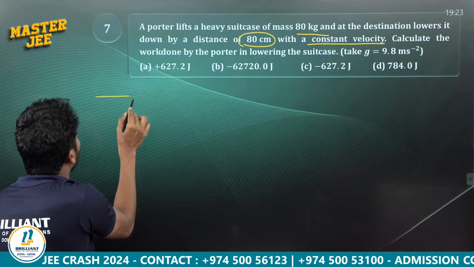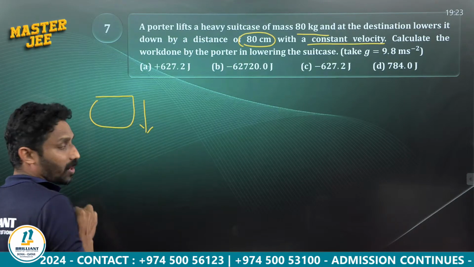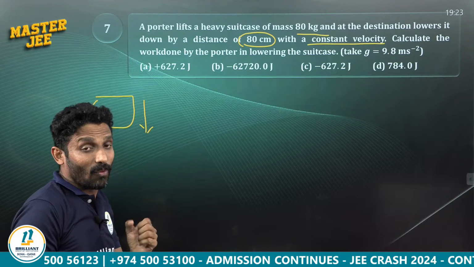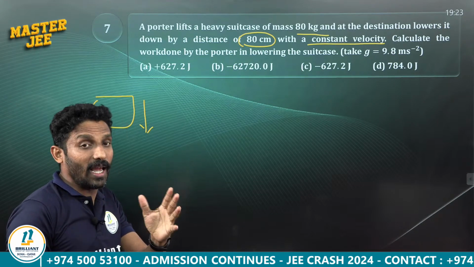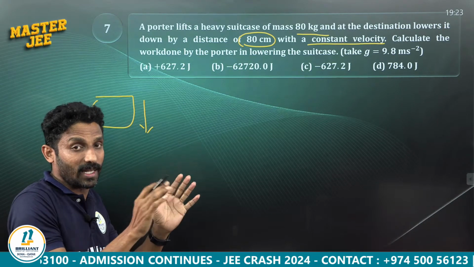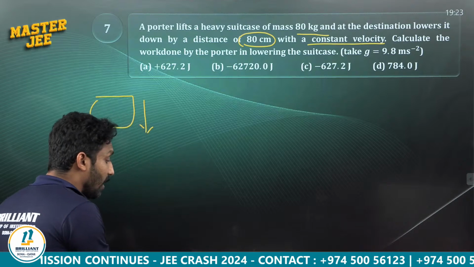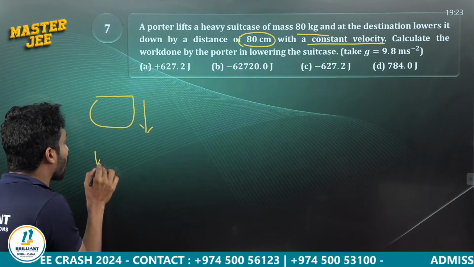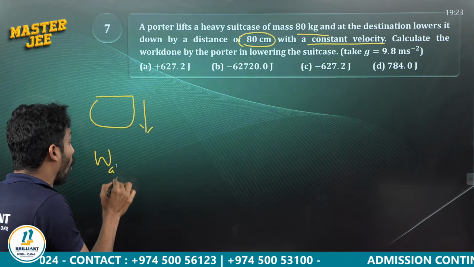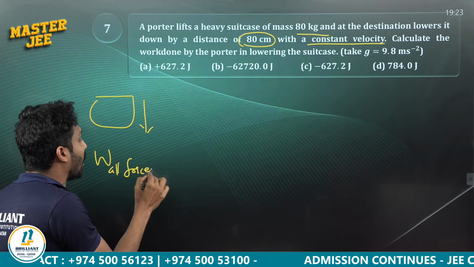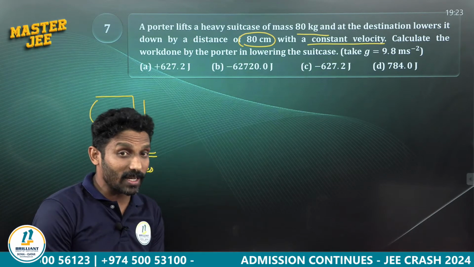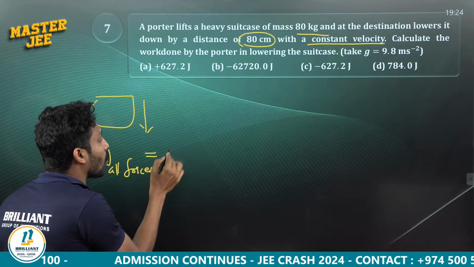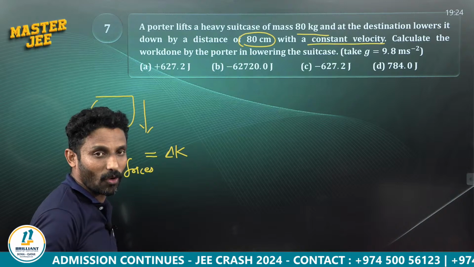Here, when this suitcase is lowered by the porter, actually 2 agents are doing work. One is gravity, and the other is the porter, the external agent, that is the man. Now we use the concept of the work energy theorem. Work done by all forces on a body is equal to change in kinetic energy of the body. That is very, very important.